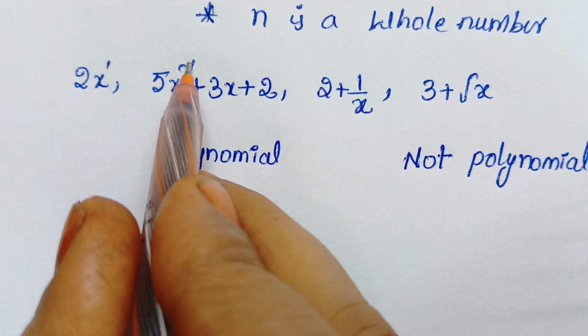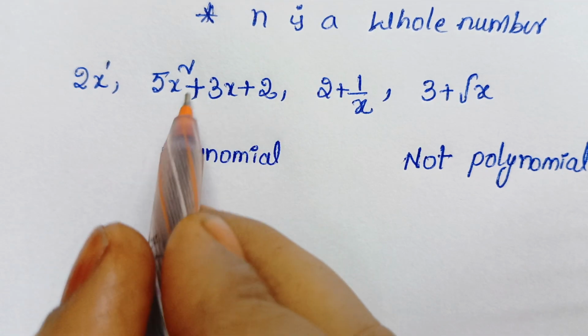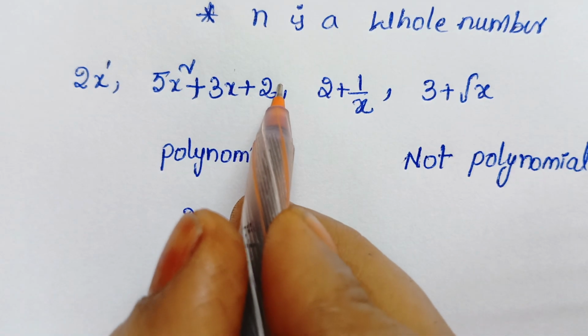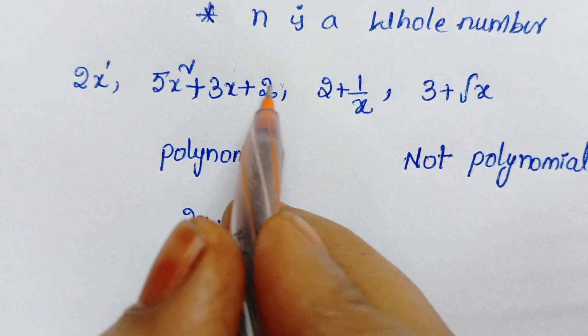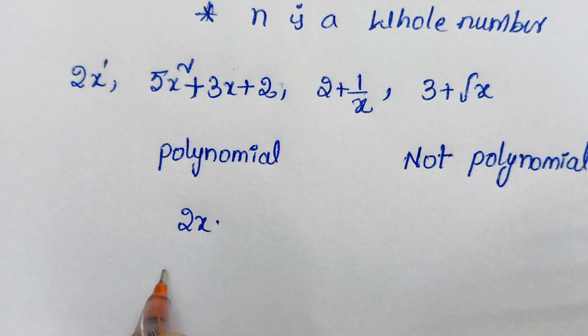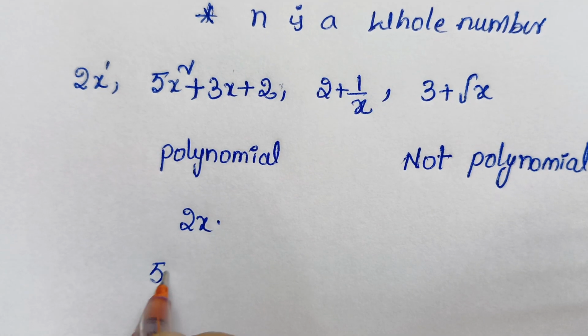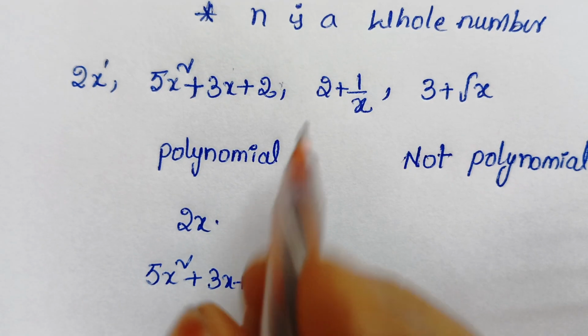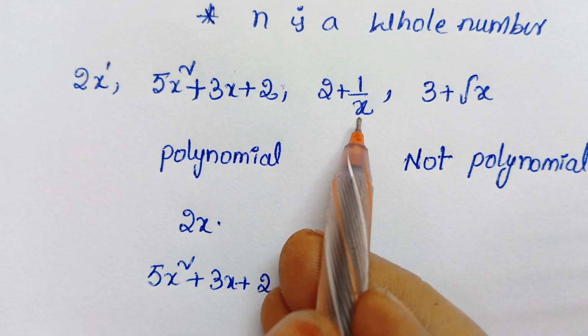Consider 5x square plus 3x plus 2. This is in the form of ax power n, with a x power 0 like that. So this is a polynomial and comes under polynomials only.